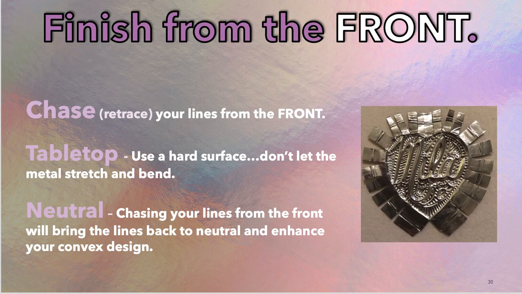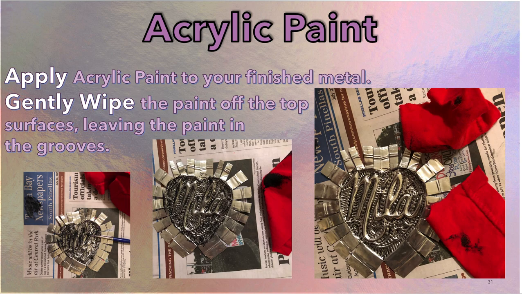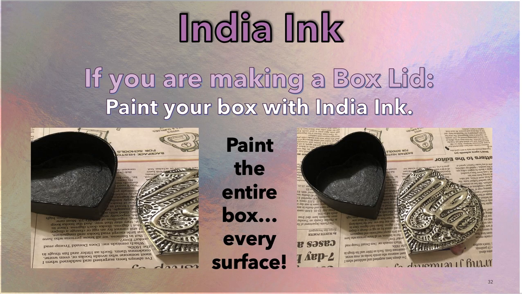Okay, finishing from the front, chase, which is retrace your lines. Use the tabletop and bring the lines back to neutral. And here's the antiquing. So you can take some acrylic paint and gently apply the paint on and then gently wipe it off so that you just leave the paint in the grooves. So it's not painting the whole surface, you're just trying to catch some paint where you press deep lines. If you're making a box, you're going to have to India ink the box so that it's black and will match the antiquing on the surface.